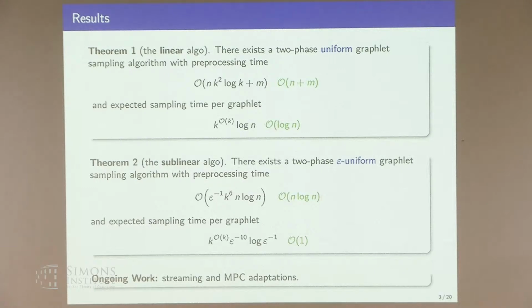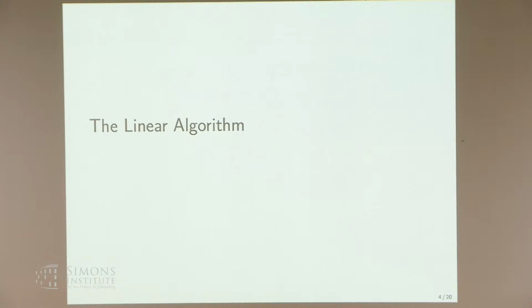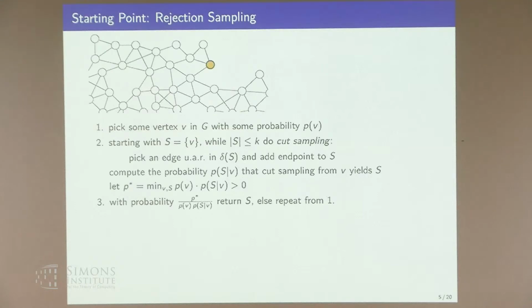Okay, so let me start with the first algorithm, the linear one: uniform sampling with linear preprocessing. As a starting point, let me use rejection sampling. So we will use a two-stage sampling where, yes?